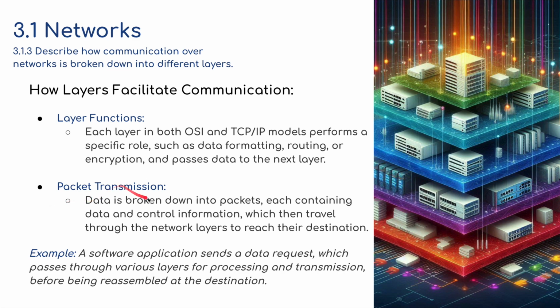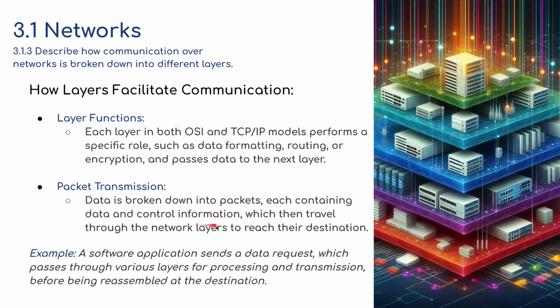Okay? Packet transmission, data is broken down into packets. Each containing data and control information. Basically, who the sender was, who's going to be the recipient, what's the number of the packet, because the data is broken down into lots and lots of packets. We need to know which number it is so we can reorder it when it gets to the receiver. So that would be the sort of control information.